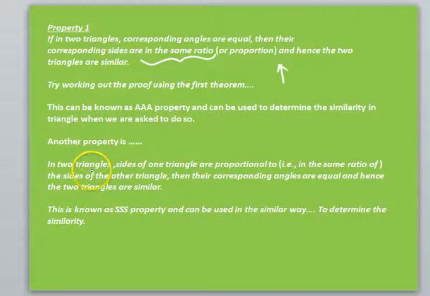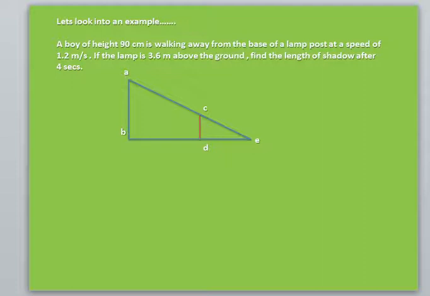Another property is, if in two triangles the sides of one triangle are proportional to the sides of the other triangle, then their corresponding angles are equal, and hence the two triangles are similar. This is known as the side property and can be used in a similar way to determine the similarity of triangles. Let's look into an example.